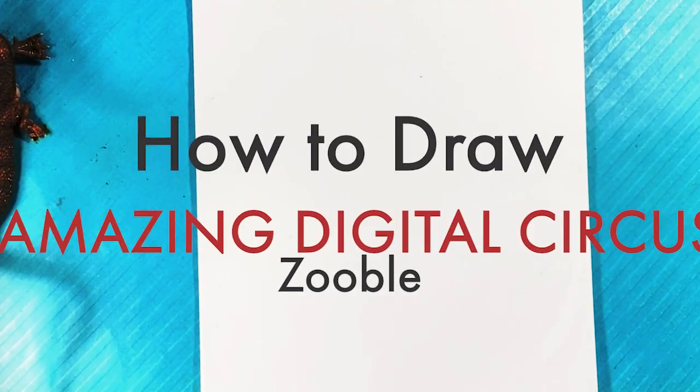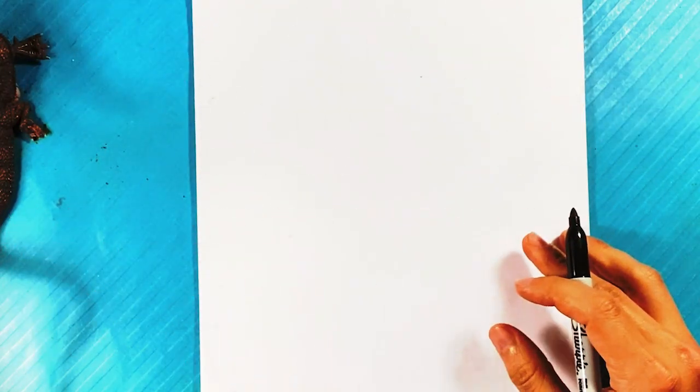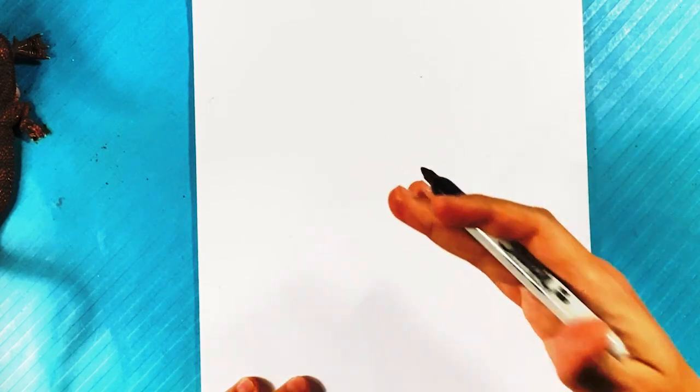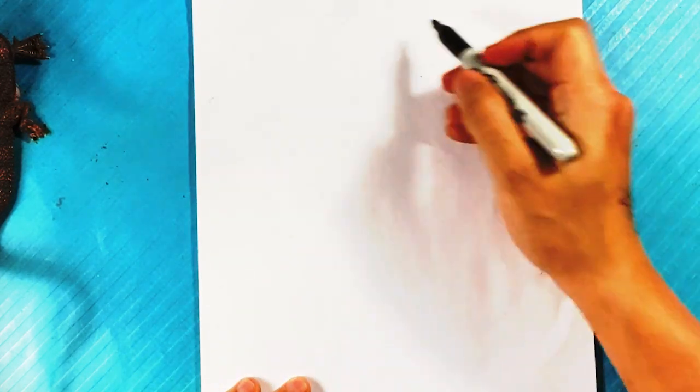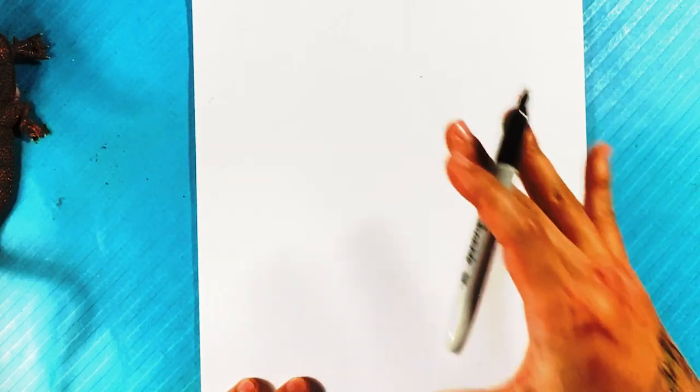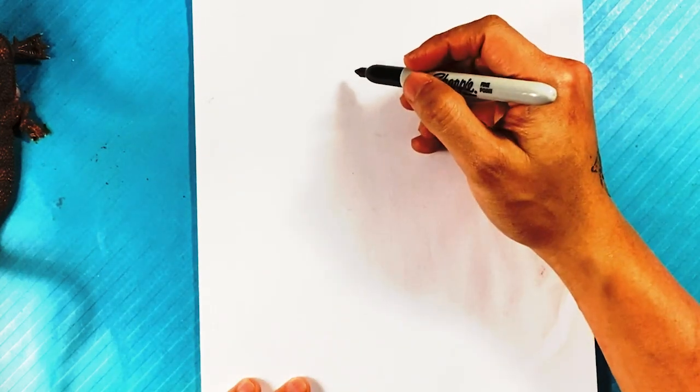All right, let's go over how to draw Zooble from The Amazing Digital Circus. It's going to be super easy for beginners, a short video. Let's do it. First thing we're going to do with Zooble: Zooble is an asymmetrical, bizarre-looking character.